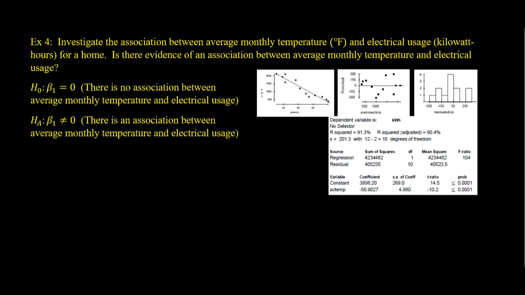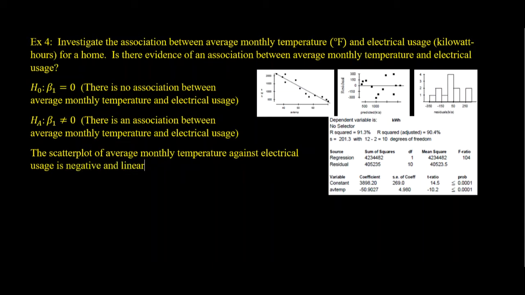So we need to check the conditions. We'll look at the scatter plot first. Scatter plot is in the top left image there. It looks like it's linear with no outliers. The scatter plot of average monthly temperature against electrical usage is negative and linear, with no obvious outliers.